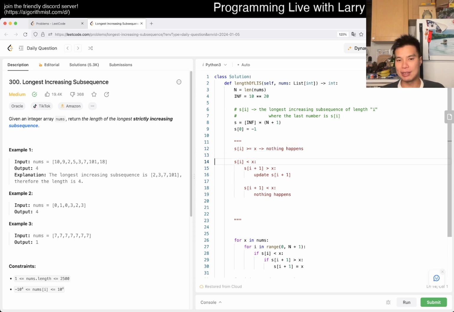So the only thing that happens is when this is the case, right? Well, what does this actually mean? I think this is the critical point.